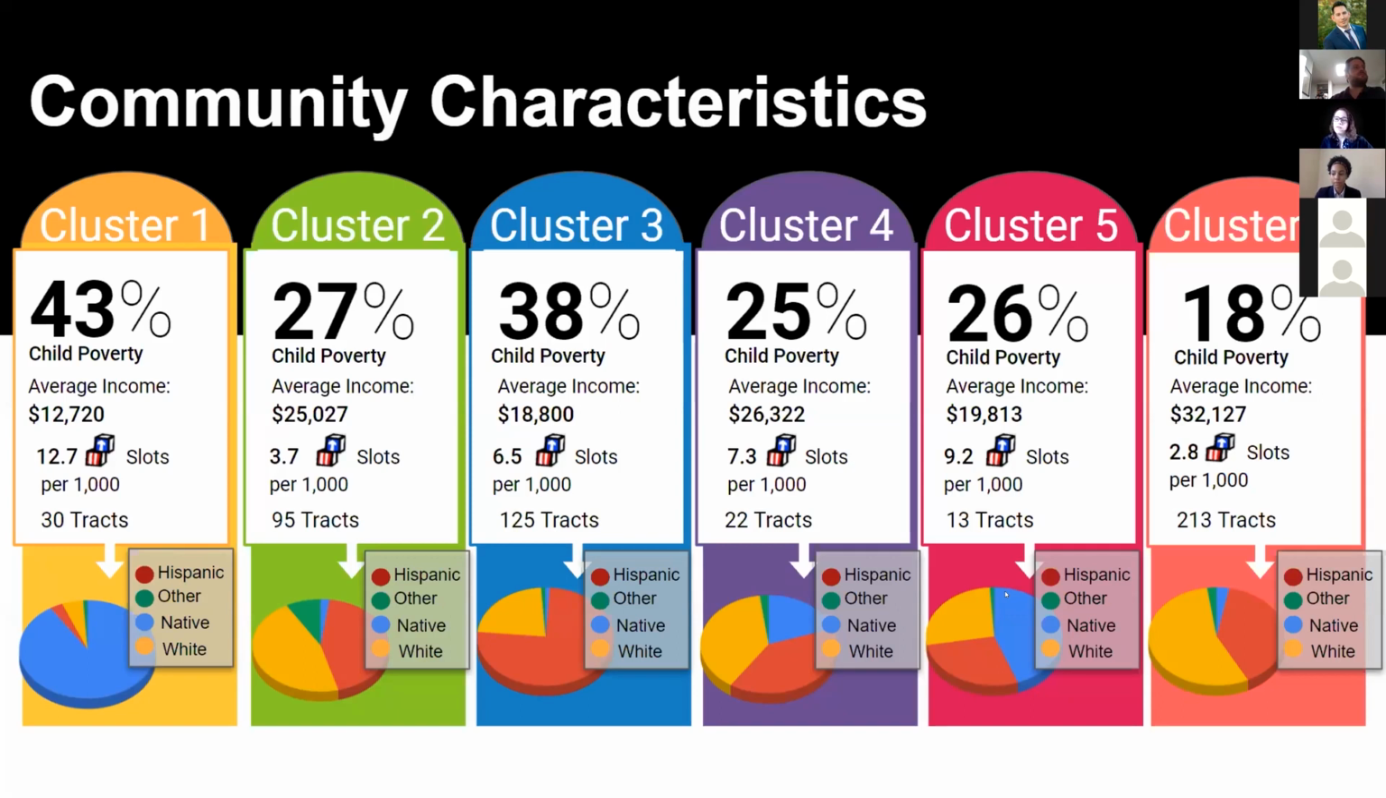Clusters 4 and 5 have the second and third highest number of Head Start funded slots per 1,000 residents and are both in the lower half of our group for levels of child poverty, which leaves us clusters 2 and 3, which have the second and third highest levels of child poverty, but have 2 of the lowest numbers of Head Start slots. So we're going to be focusing on these clusters moving forward.